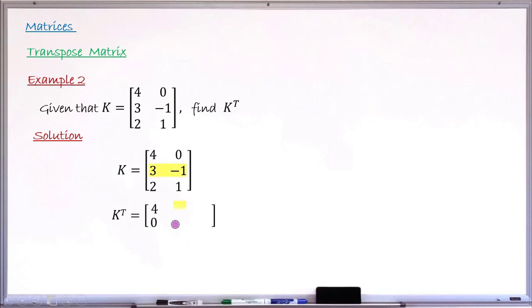Let me write it. And then the second row will now give you the second column. So 3 and minus 1 will now be the elements in the second column. And the last, the third row, will now give you the third column. So you are going to have 2 and 1. So you now exchange rows with columns. This is how we find the transpose of a matrix.